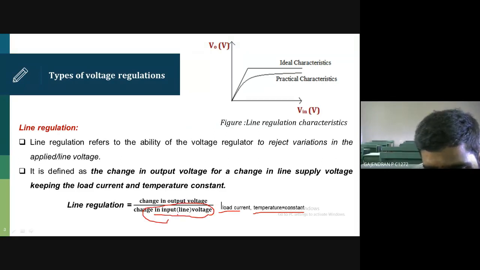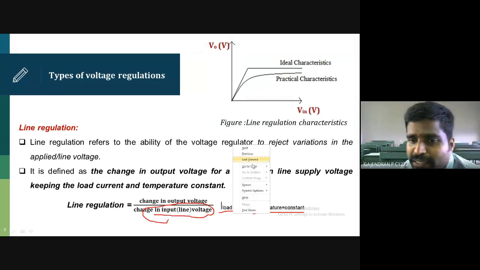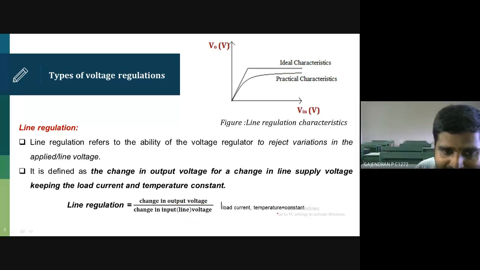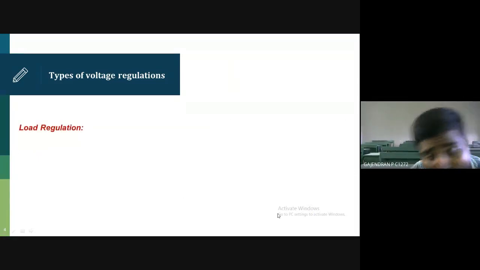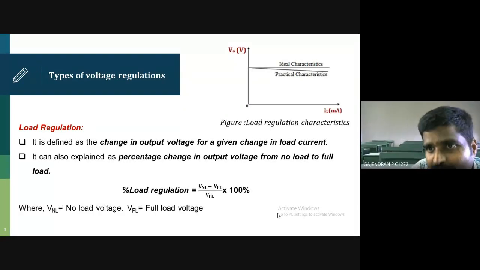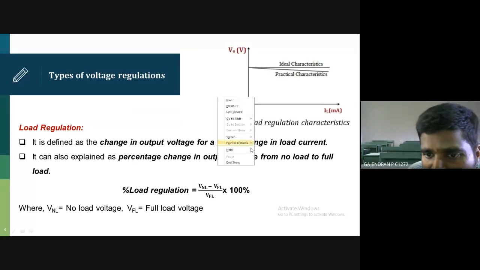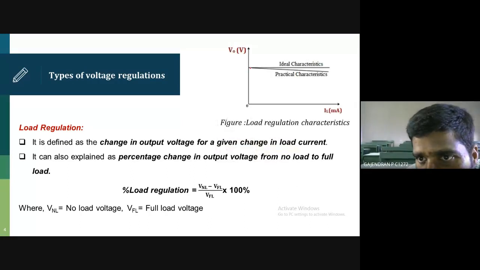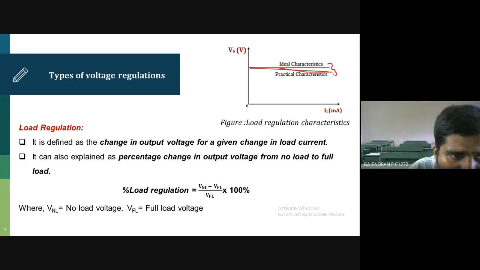This is the characteristics of how the output changes when we change the input. The second one is the load regulation. In load regulation, when we vary the load, the current varies and the voltage starts to drop. So this deviation we need to find. This is called load regulation.